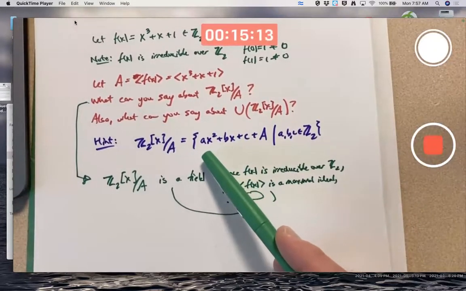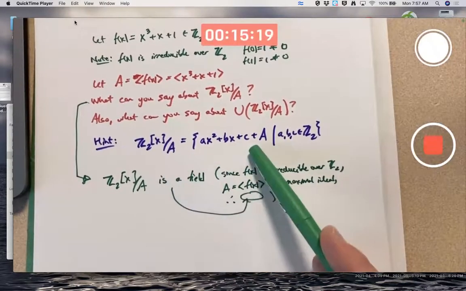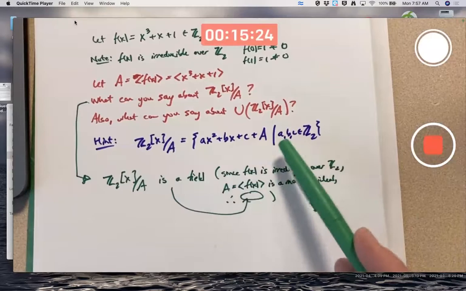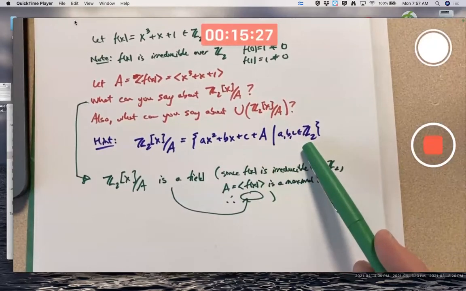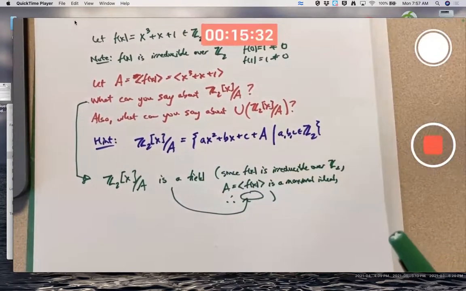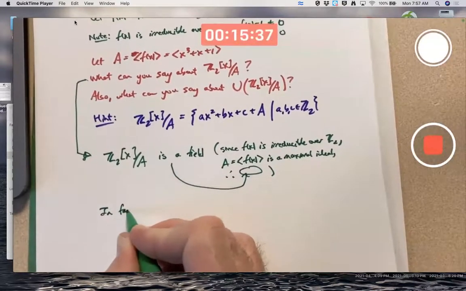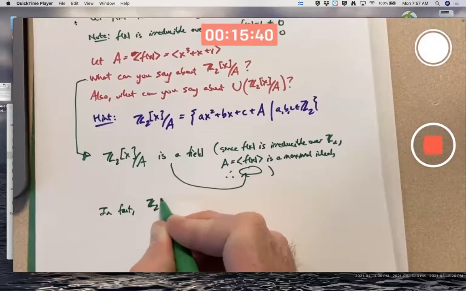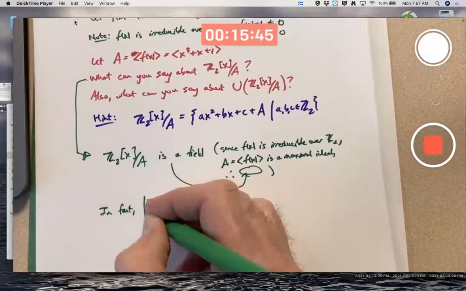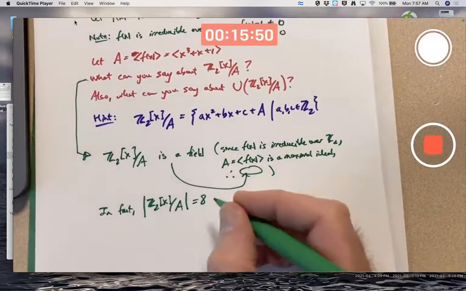Looking at the hint, you can write the cosets of this factor ring, which is a field, in this form with these representatives, quadratic in general, where a, b, and c are in Z2. You've got two choices for a, two choices for b, two choices for c. You've got 8 elements. In fact, this has 8 elements. I'm okay writing order notation. It's got 8 elements, 2 cubed.